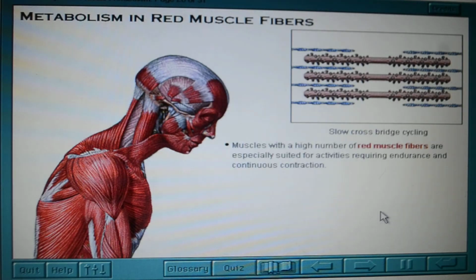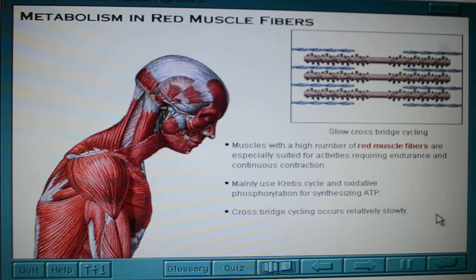Muscles with a high number of red muscle fibers are especially suited for activities requiring endurance and continuous contraction. Red muscle fibers mainly use the Krebs cycle and oxidative phosphorylation for synthesizing ATP. Also, cross-bridge cycling occurs relatively slowly in these cells. Therefore, they are also called slow-twitch oxidative fibers.